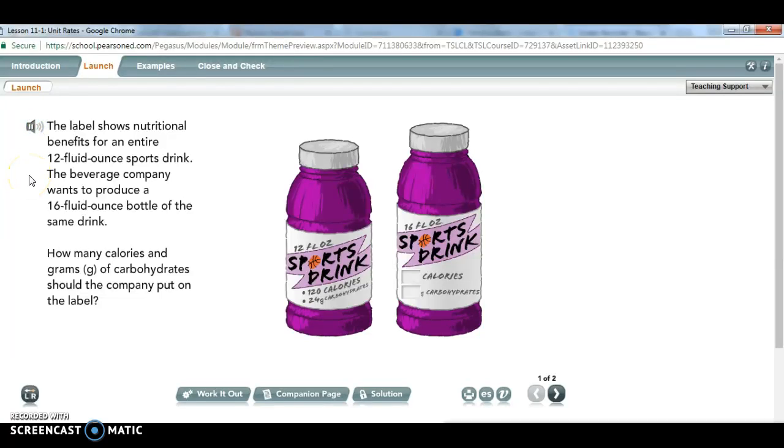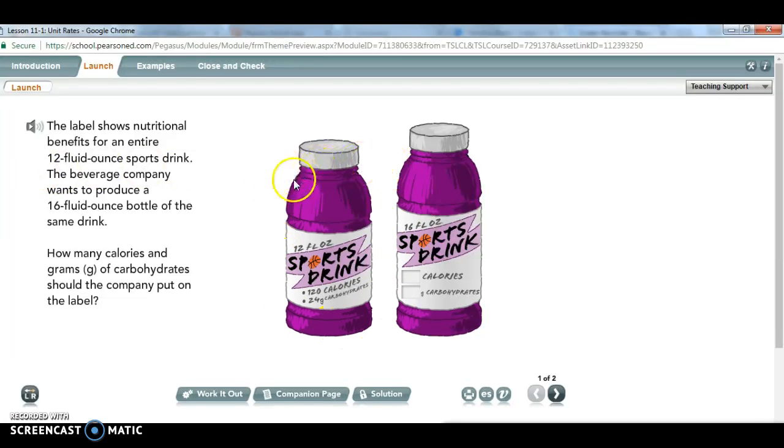The label shows nutritional benefits for an entire 12 fluid ounce sports drink. The beverage company wants to produce a 16 fluid ounce bottle of the same drink. How many calories and grams of carbohydrates should the company put on the label?